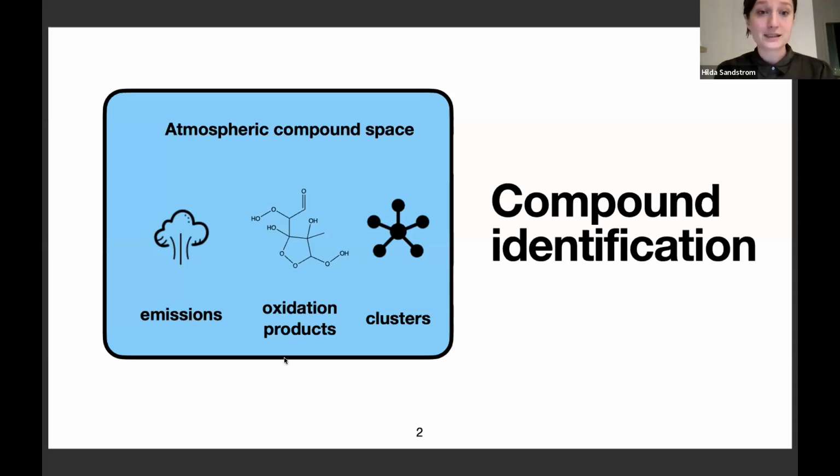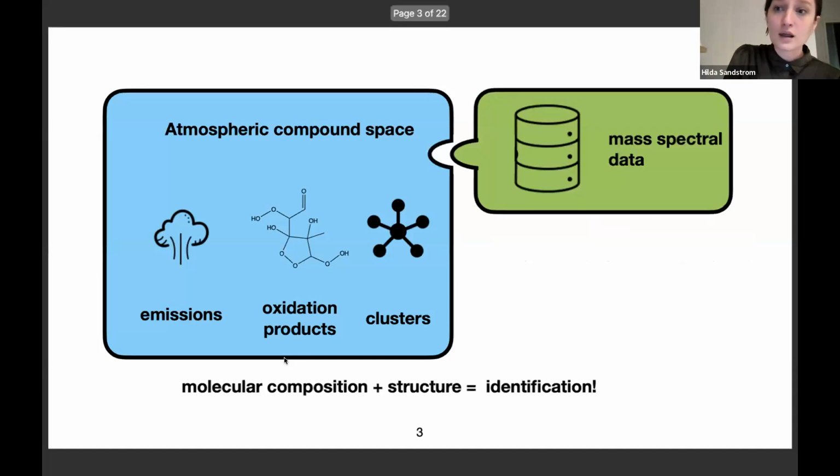And to map this compound space and gain a better basic knowledge of these atmospheric chemical processes, we need compound identification. And currently in atmospheric chemistry, mass spectrometry is one of the methods of choice to perform molecular identification. We can get information about molecular composition and through fragmentation spectra or coupled to other analytical methods, we can also gain information about functional groups, which help us make a definite molecular identification.